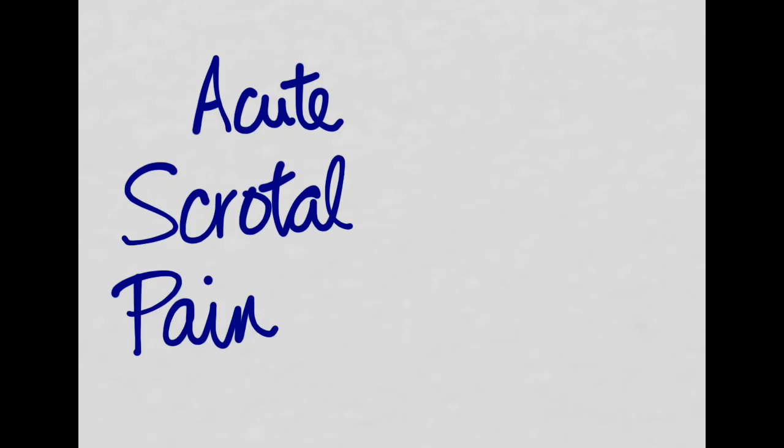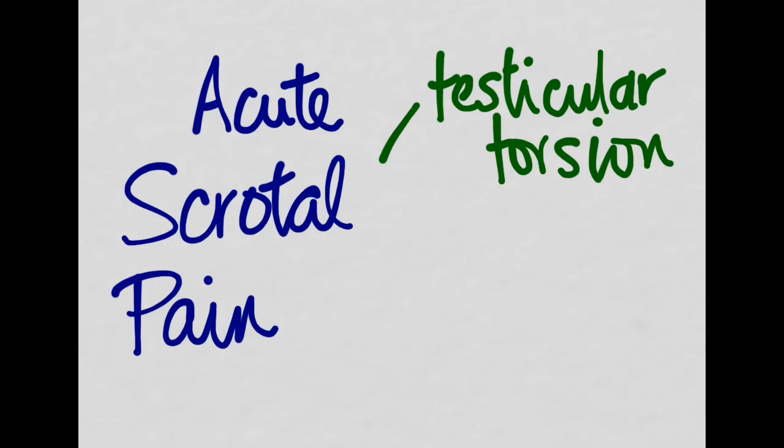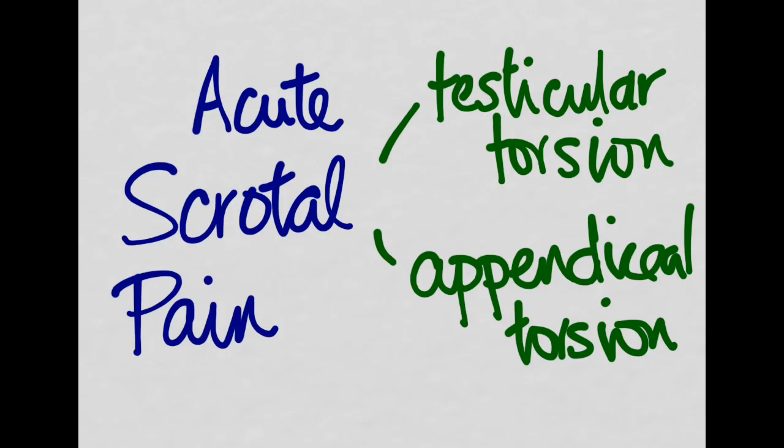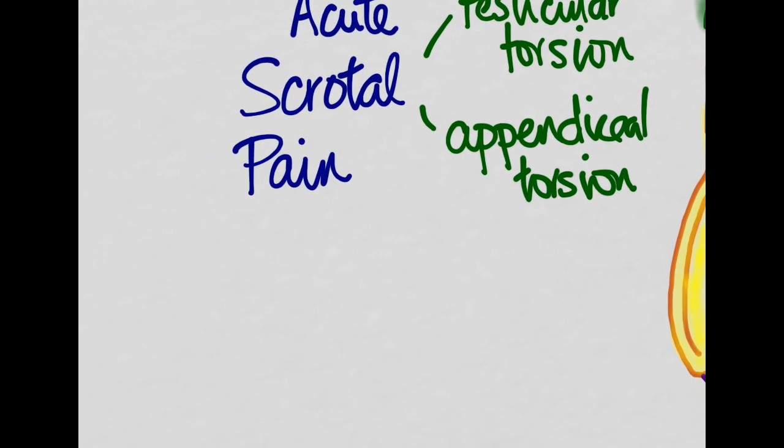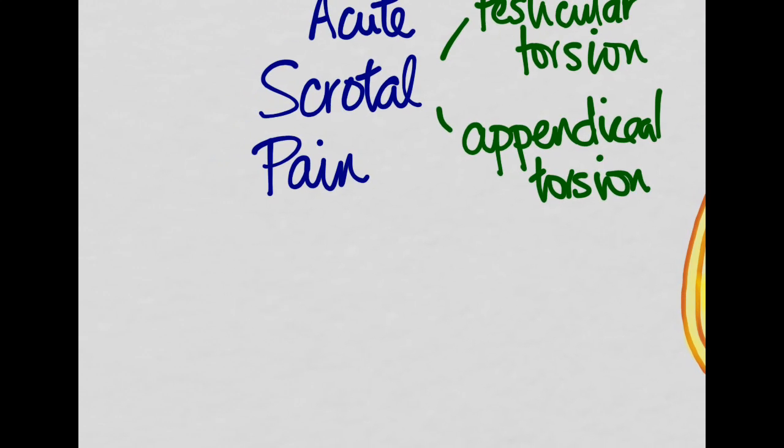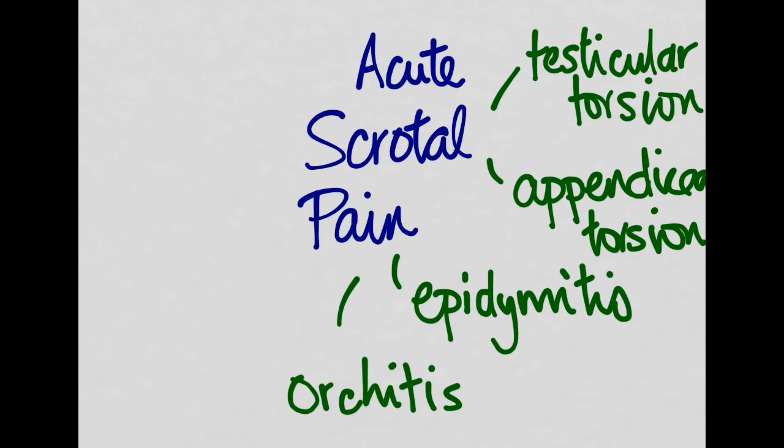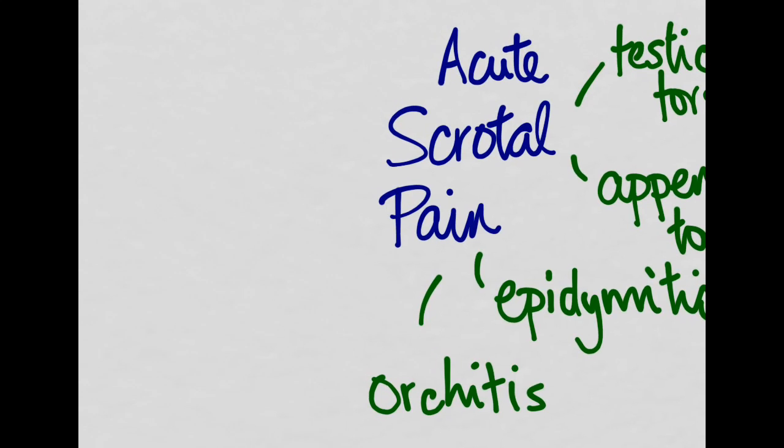Anytime you have a patient that comes to the emergency room with acute scrotal pain, you need to have a differential diagnosis. And your diagnosis here really should include a couple of things. Testicular torsion, which we have gone over in the previous video. Torsion of the testicular appendages. And you also want to make sure you think about epididymitis and orchitis. And of course, vasculitis and incarcerated hernias.